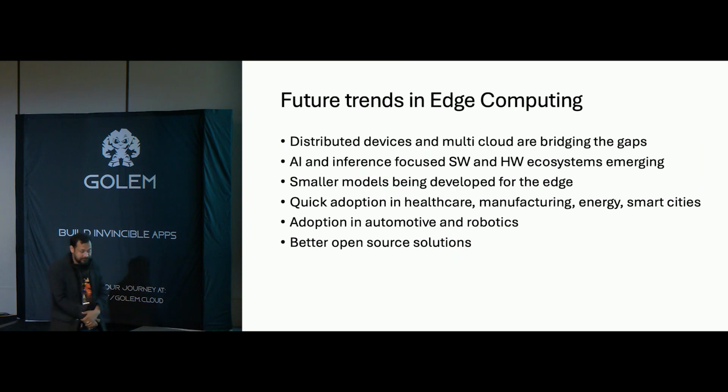So yeah, after looking at these devices, what are some of the trends that we have seen? Typically, what we have seen is distributed devices and multi-cloud devices are bridging a lot of gaps. So you have the cloud. First, you had things everywhere. Then the deployments were aggregated to the cloud. And then you're starting to disaggregate again.